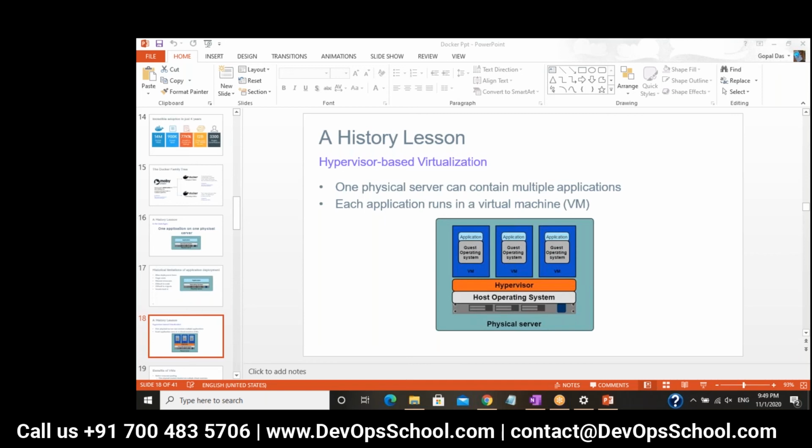What is a hypervisor? Gopal, it's kind of an API, you can say, or an interface that is present between the operating system and the applications that helps to connect the applications with the operating system.